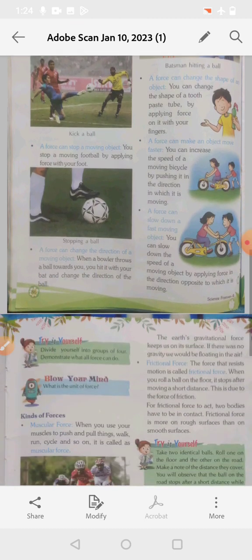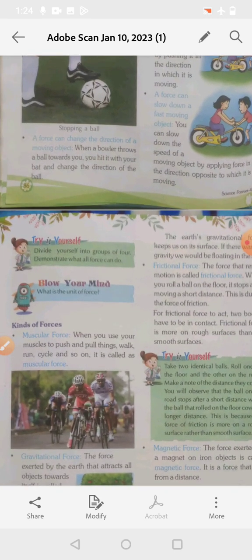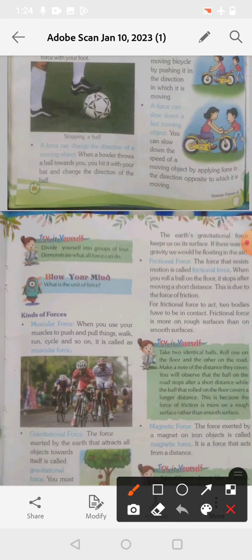Now next, what you have to do: when your school reopens, you can try it yourself. You can divide yourselves into groups of four and demonstrate whatever things force can do. Okay, now to blow your mind, this you have to do by yourself: what is the unit of force? Just find out the answer. Now we'll discuss kinds of forces.